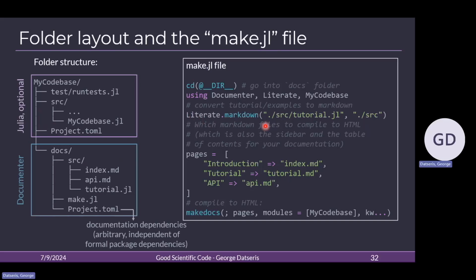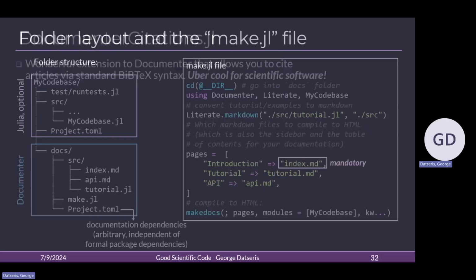Now, this line over here converts your tutorial from a Julia file to the Markdown file that Documenter expects. Here, we tell Documenter which pages we want our documentation to be composed of. And there are 3 pages. The first page is called index. This is a mandatory page. It is mandatory that this page is called index. You cannot change its name. It's mandated from the HTML framework.